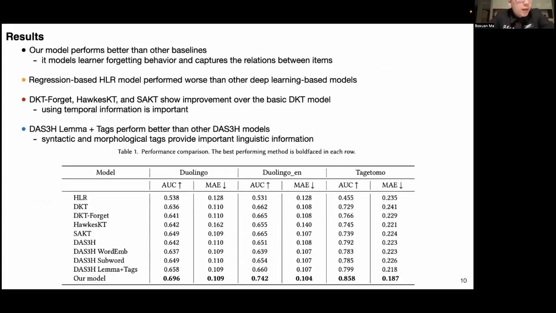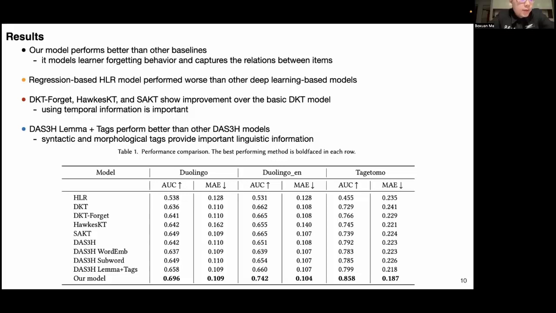So we evaluated our model and compared it with several existing models. Now here are the results. Overall, our model performs better than other baselines because it models learner forgetting behavior and captures the relationships between items. We also noticed that different kinds of baselines demonstrate noticeable performance gaps.